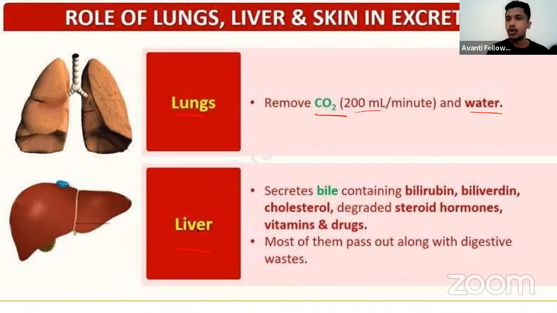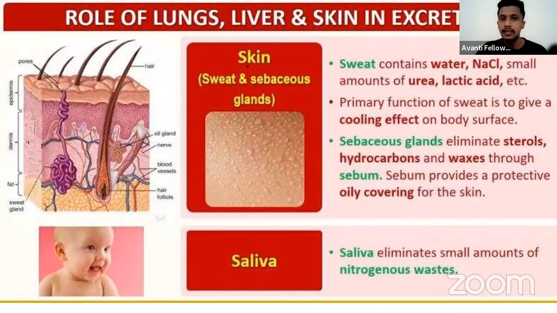Next, our liver is called a master gland because it metabolizes and detoxifies so many biomolecules and biological compounds. Some important functions of the liver: it secretes bile, which contains bilirubin, biliverdin and cholesterol. Degraded steroid hormones, vitamins and drugs are all processed in the liver. Most of them are passed into the digestive waste. The brown coloration of the fecal matter is because of biliverdin.